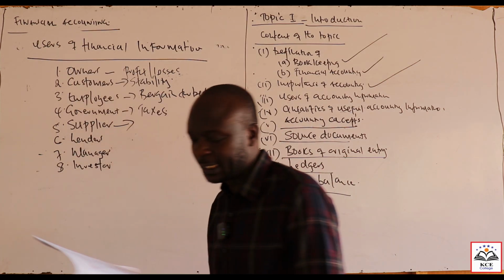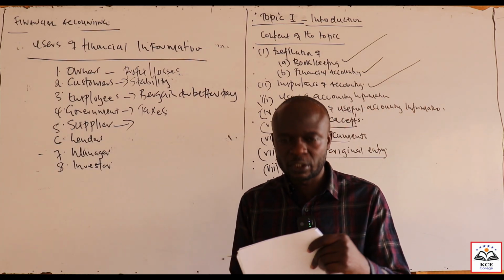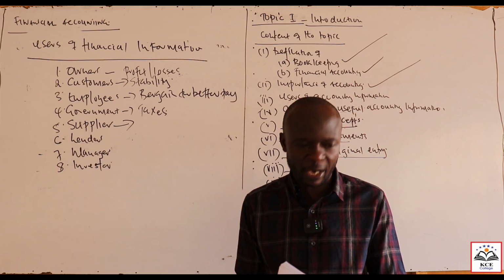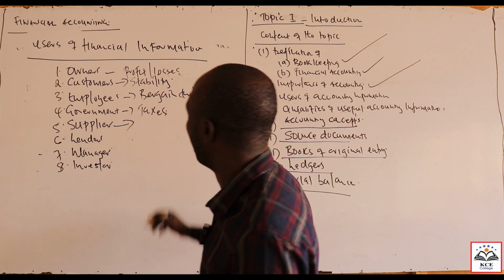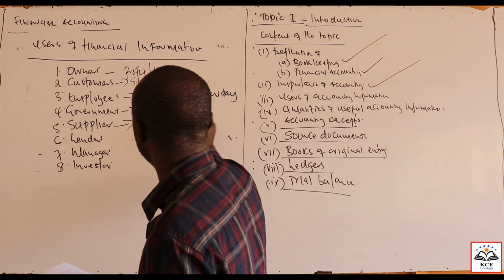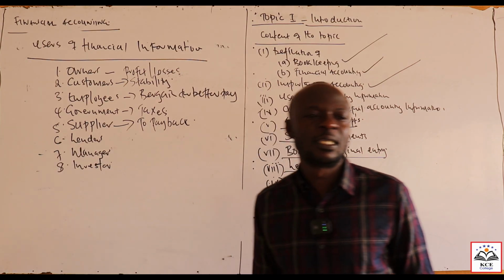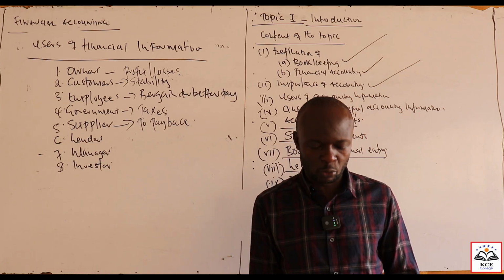And then we have suppliers. Suppliers are entities or individuals that supply goods to the business on credit. So they want to know whether the business is in a position, has the capability, to pay back when they have been sold on credit. They want to know whether the business is able to pay for the goods that have been sold on credit.